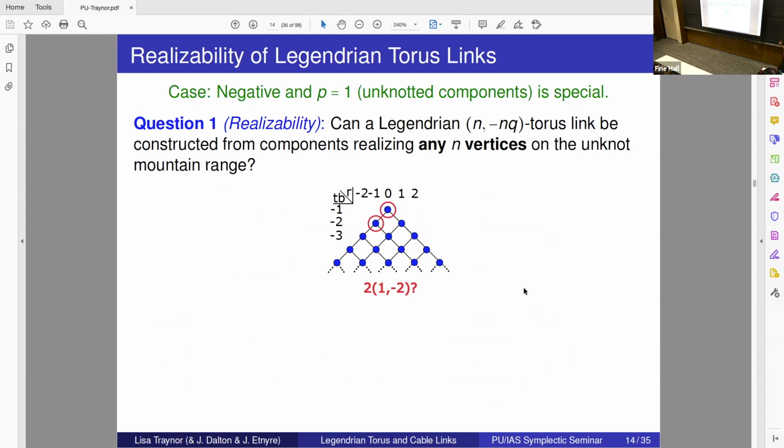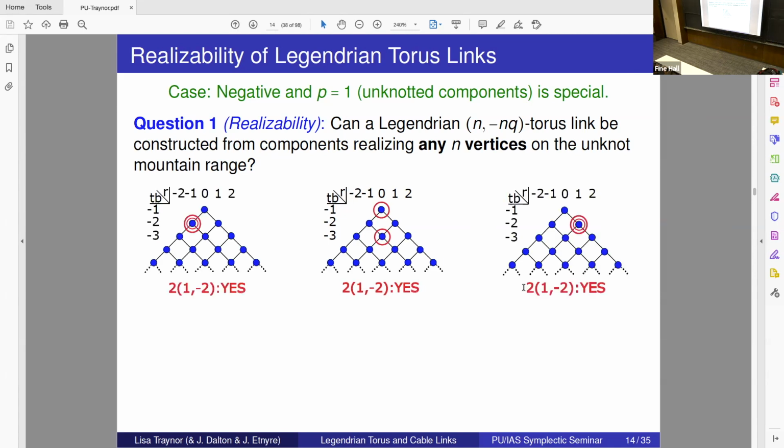When P is equal to 1, that means each component is just a knot. But say I want to make a 2 minus 4 link. Again, they have to be intertwined in a certain way. You could ask, could that be realized? And that is no for those two. But these ones you can realize.